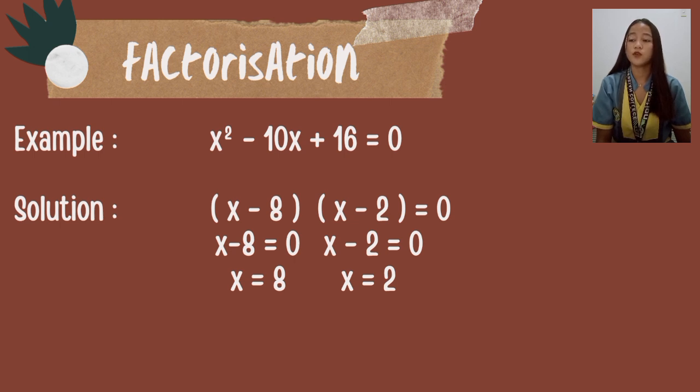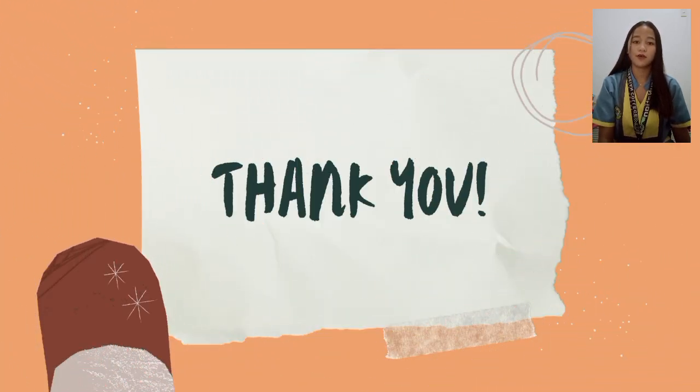What's next is, we need to equate each factor to 0. So, that is x minus 8 is equal to 0, and the other is x minus 2 is equal to 0. Then solve them. x is equal to 8 and the other is x is equal to 2. So these are the solutions of the quadratic equation. So this is the last part of my discussion. Thank you.